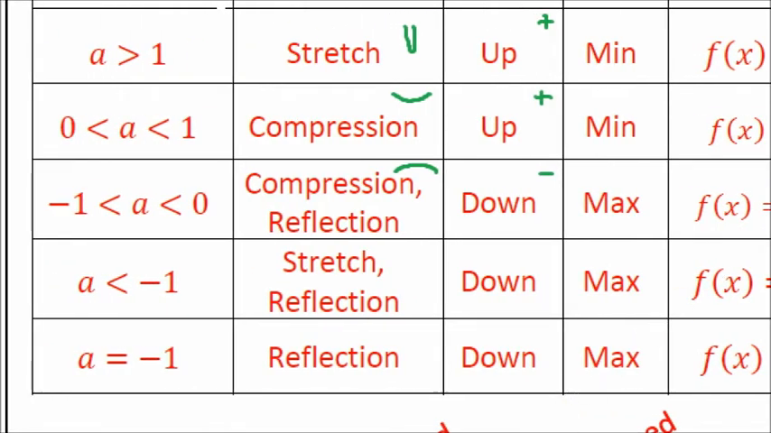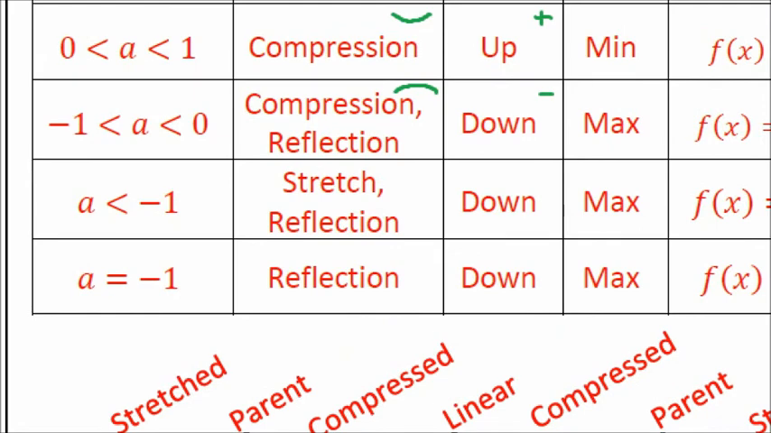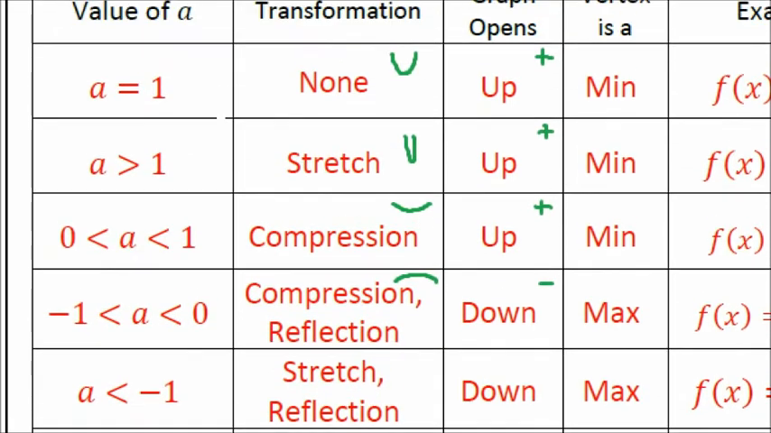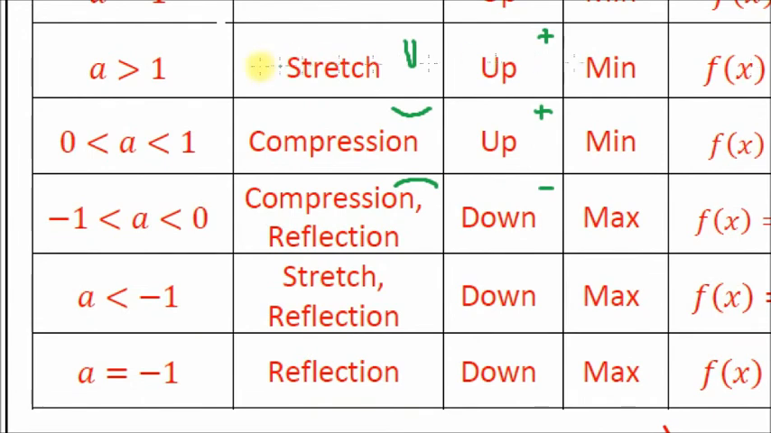What about if a is less than negative 1? Well, now take a look at this. Now we've got negative 2, negative 3, negative 4. It works the same way as if a is greater than 1, only now the numbers are getting more and more negative, and they're not fractional anymore. They're negative 2, negative 3, negative 4.